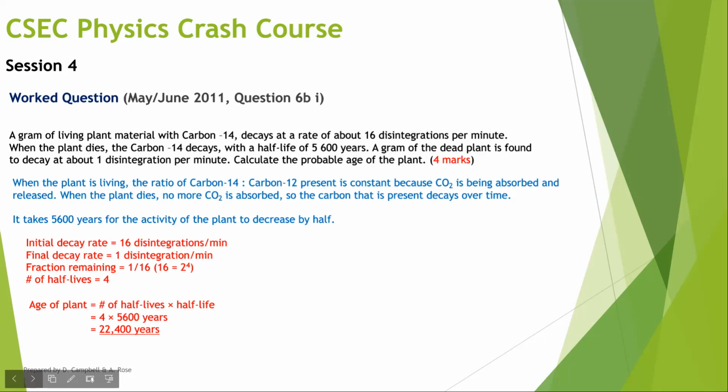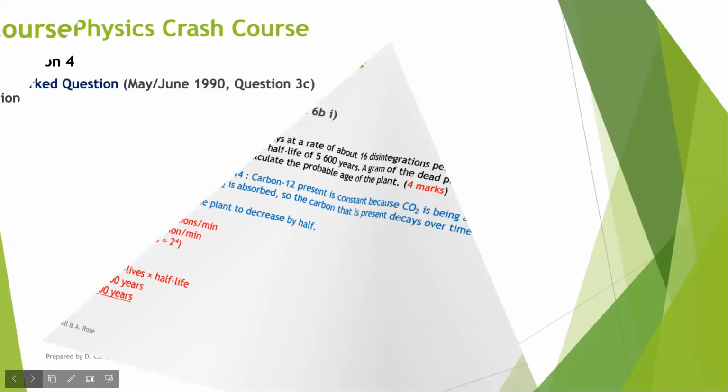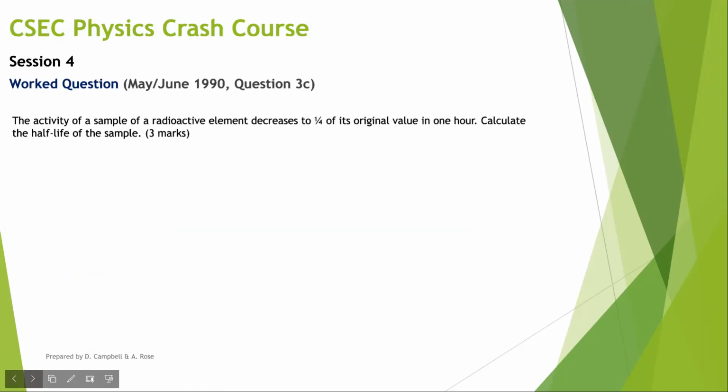So we are going to go through one more question, and then we'll take any questions you may have afterwards. Now, this question is from 1990, question 36C. We're told that the activity of a sample of a radioactive element decreases to a quarter of its original value in 1 hour. And you're asked to calculate the half-life of the sample.